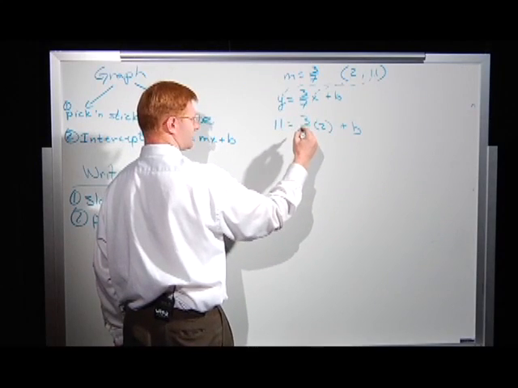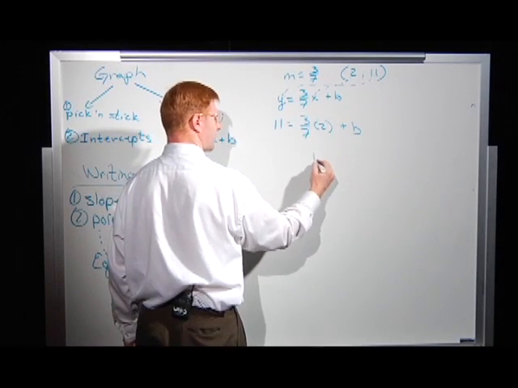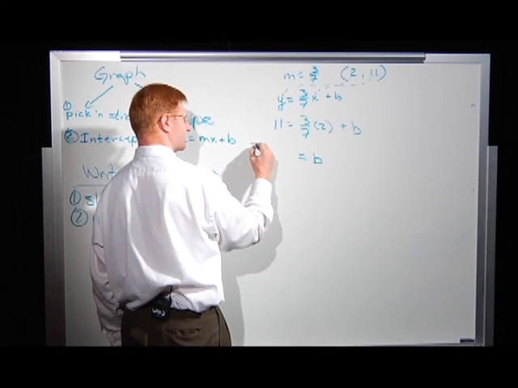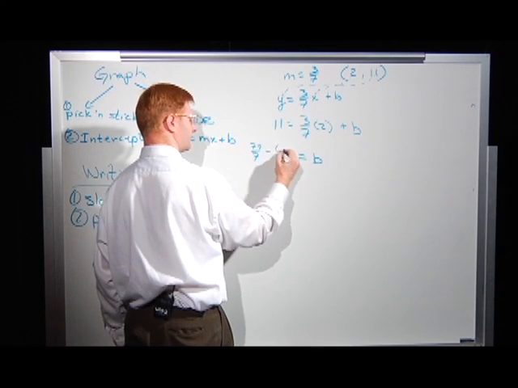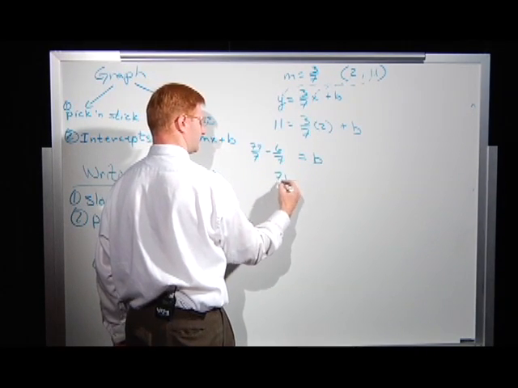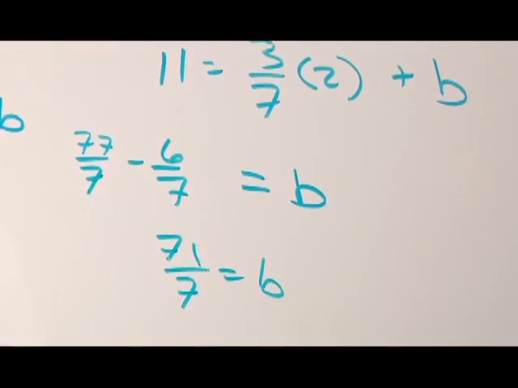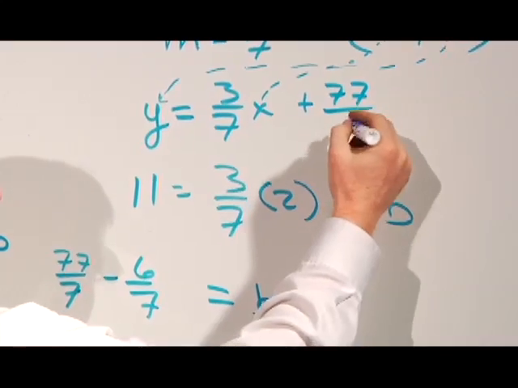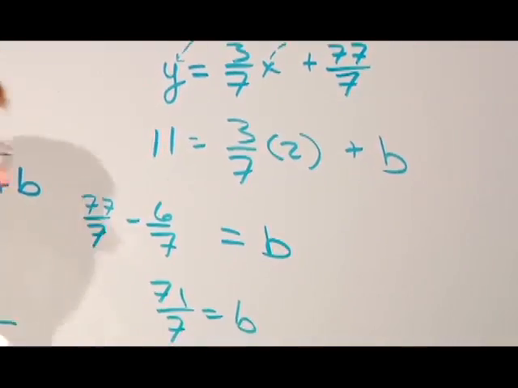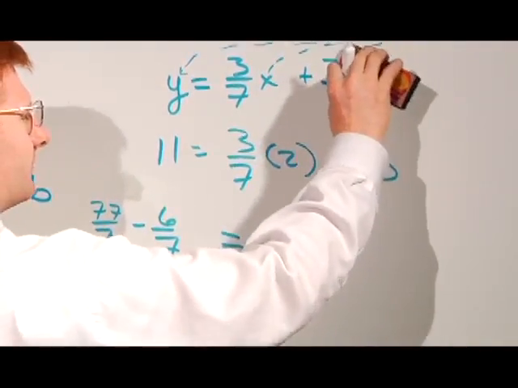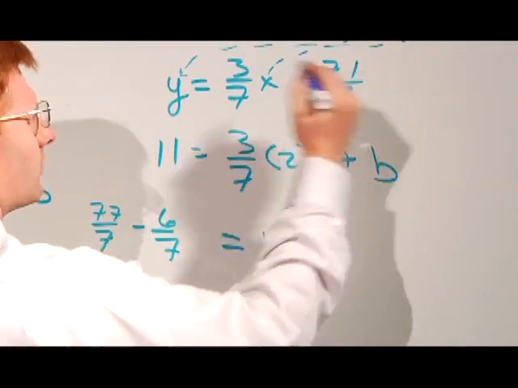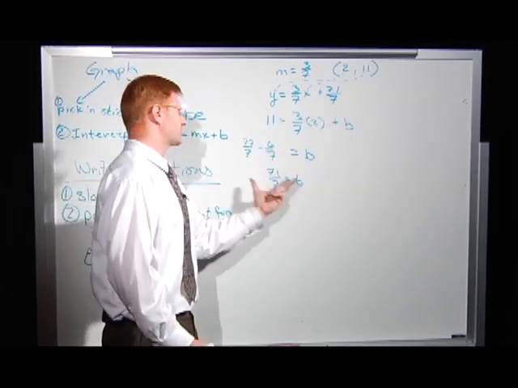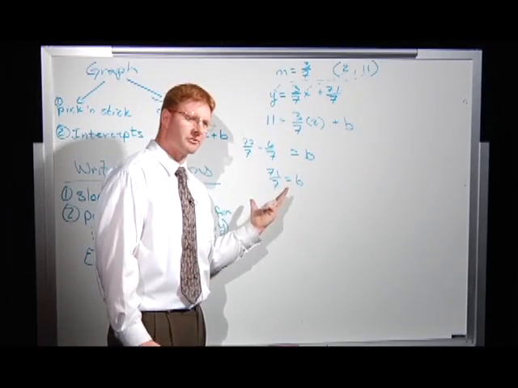So 6/7, you have to subtract it from both sides. 11 minus 6/7. b is 71/7. Yuck! The complexity with the fractions, oh, not 77, 71. 71/7, the complexity with which you have to do the fractions gets cumbersome.